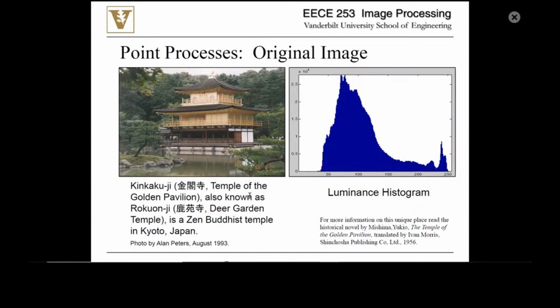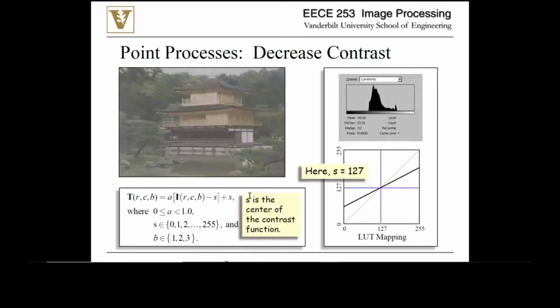You had a question? Okay. Good. Then more operations, decreased contrast. So decreased contrast is one in which we multiply by a number.